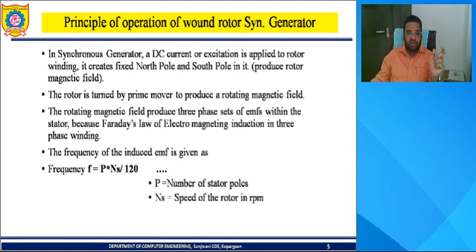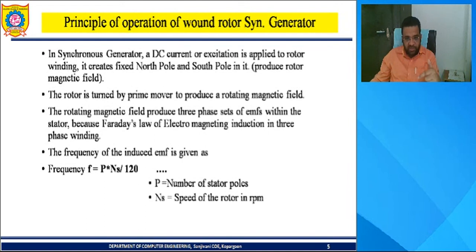So what is going to happen? Just see in detail. In a synchronous generator, when DC current or excitation is applied to the rotor winding, it creates one north pole and another south pole in it. So we can say it produces a rotor magnetic field which is constant in nature. As the rotor is driven by the prime mover, it produces the rotating magnetic field.